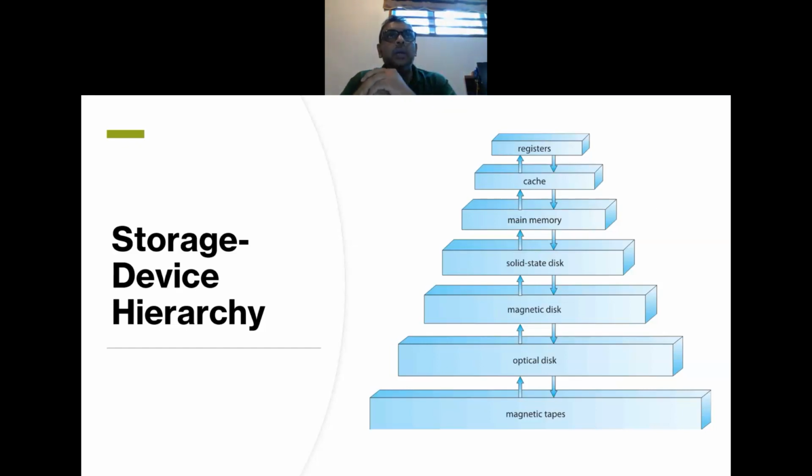Memory, yes, you can buy. You can increase your memory size. SSD, magnetic tape, and optical devices, you can buy those too. So the lower it goes down the hierarchy, the bigger the size gets, but it also becomes slower. So this is the hierarchy.